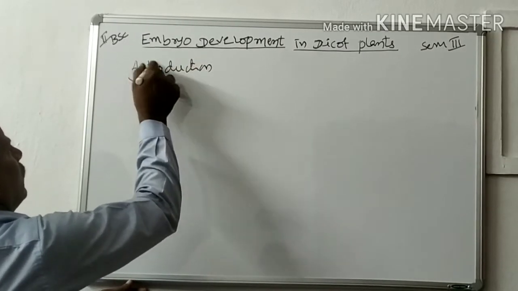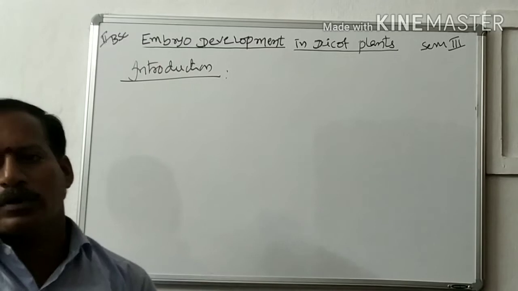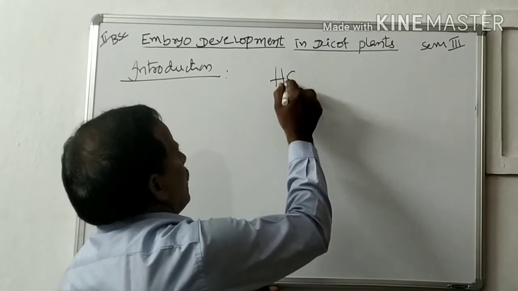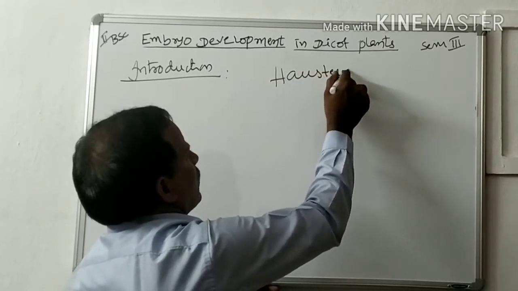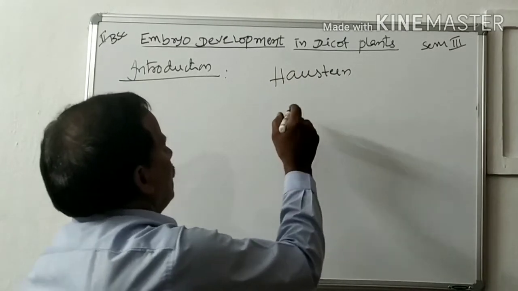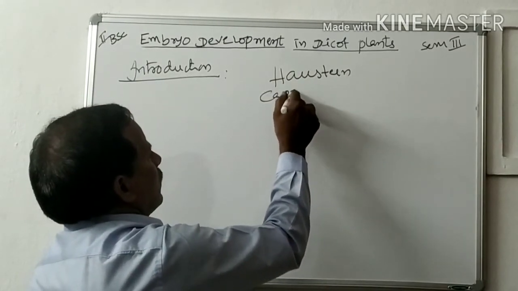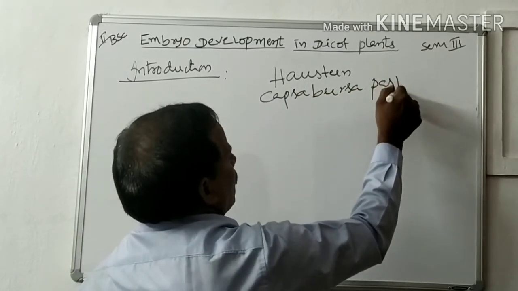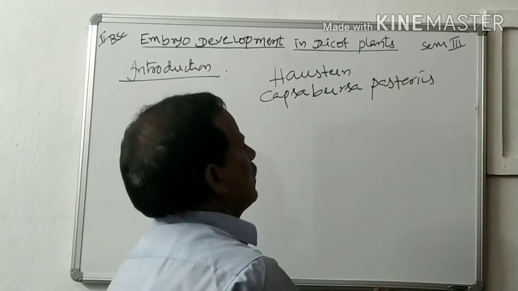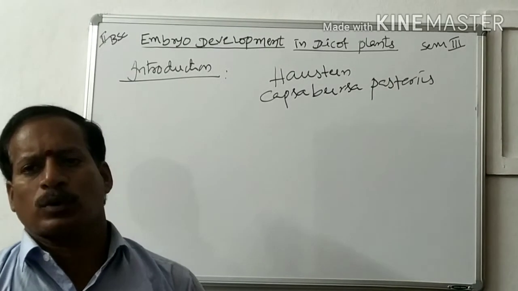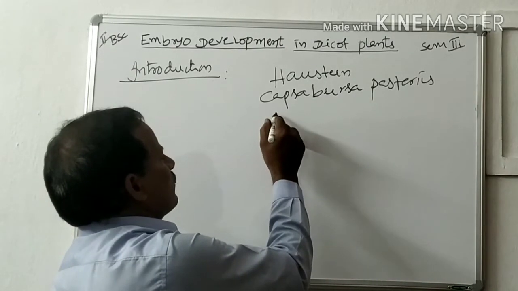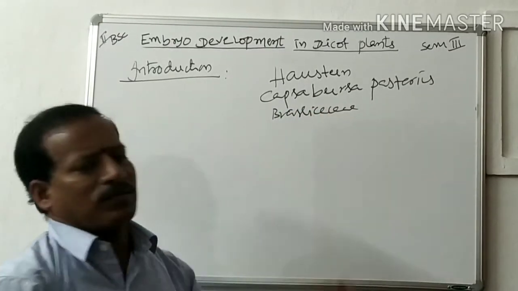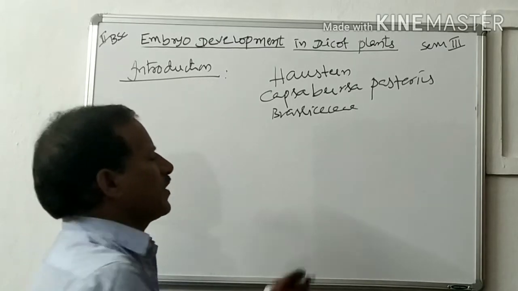Okay, introduction. The development of embryo in dicots was discovered by Ornstein in Capsella bursa-pastoris. So this is the plant. This plant belongs to the Cruciferae family, that is the Brassicaceae family. So this type of development is called the Cruciferae type.